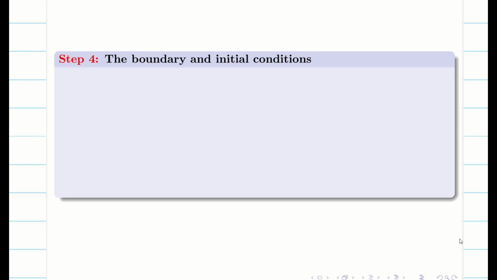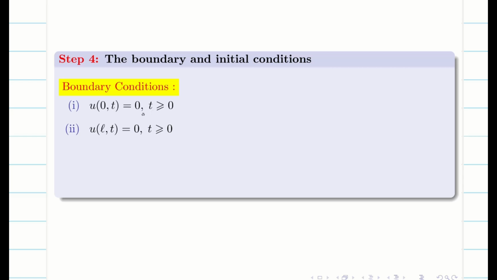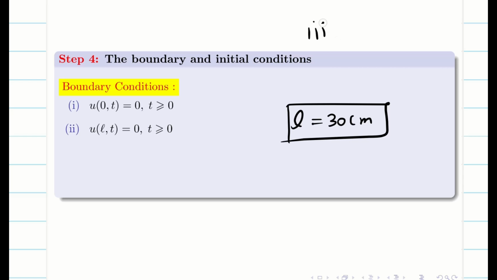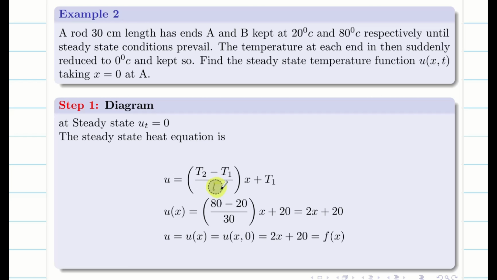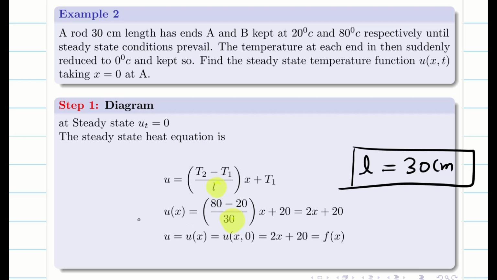The boundary conditions and initial conditions we get from the figure. The first two boundary conditions are u of 0 comma t equal to 0, u of L comma t equal to 0. As I said, I am taking 30 centimeter as L. Only to find the third condition, I am using L equal to 30 in step 1. See, here alone I am substituting L equal to 30.